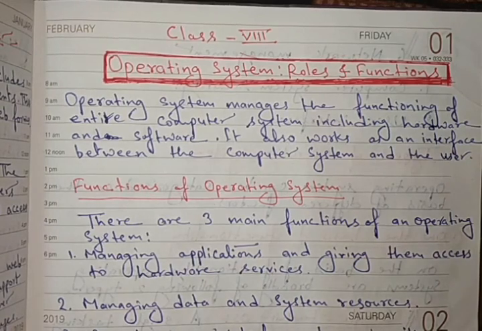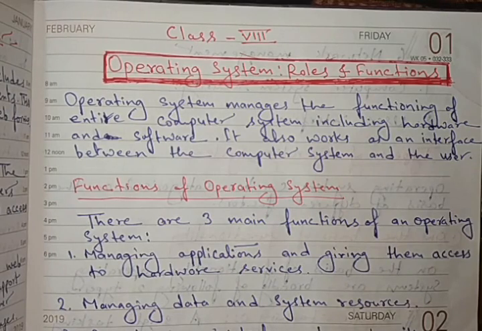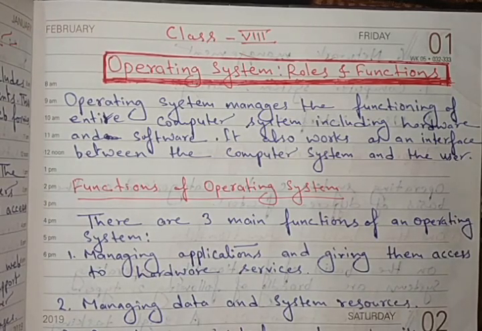Operating system manages the functioning of the entire computer system, including hardware and software. It also works as the interface between the computer system and the user. All the communication between the user and computer, and between the application software and hardware, occurs through an operating system.